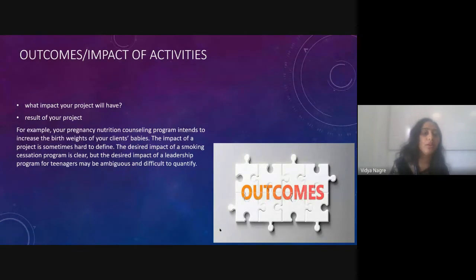So that's very important. Outcome or impact of activities. What impact will your project have? The result of your project. So possible outcomes. For example, your pregnancy nutrition counseling program intends to increase the birth weight of your clients' babies. The impact of the project is sometimes hard to define because it may happen or it may not. In such cases, for example, a smoking cessation program is clear that you are going to give this kind of medications or meditations and other things, and at least 50% of the students will get rid of it. But if you go for some leadership programs for teenagers, the outcomes are very ambiguous.